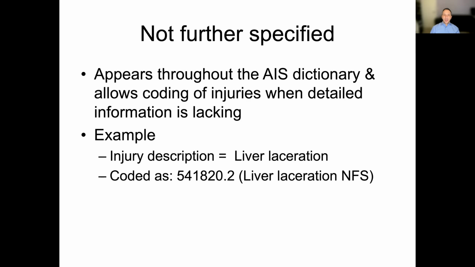There are also some qualifiers that appear throughout the dictionary and allow for coding of injuries when detailed information is lacking. And those would be the not further specified. I'm going to talk a little bit about how you get those details, but if for some reason you don't have them, then it defaults to not further specified. Again, it's conservative coding, and so you would either code it less severe than you would if you had the full details, or not assign a severity code at all.